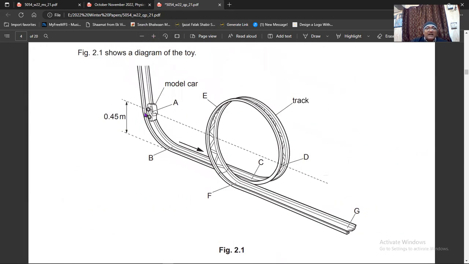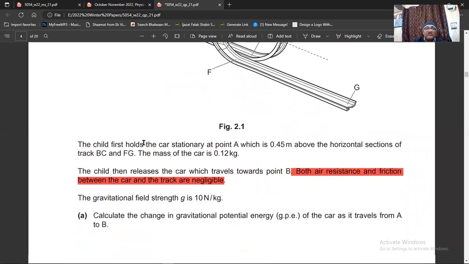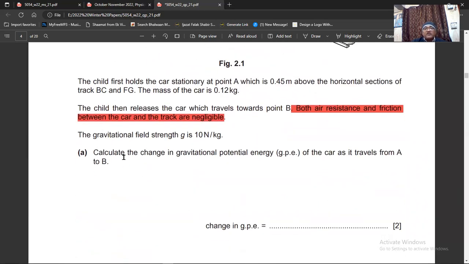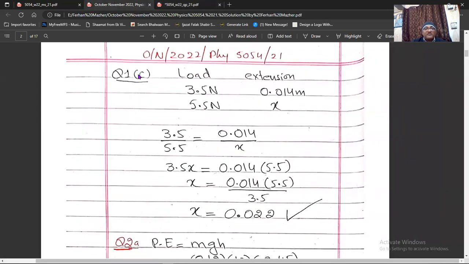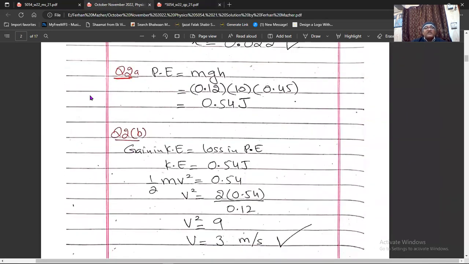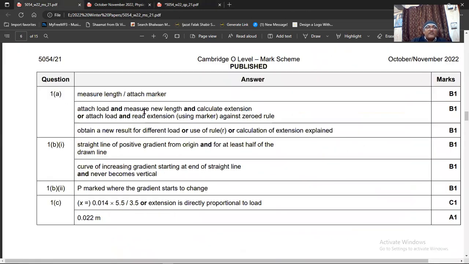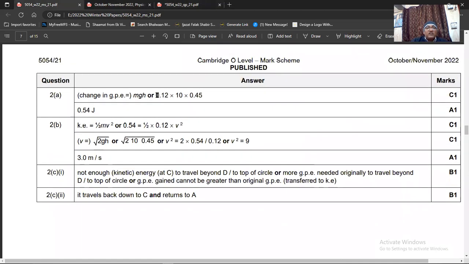So as the car goes from A to B, the vertical height which it loses is 0.45 meter. So the gravitational potential energy which it will lose will be equal to mgh. The m value is 0.12 kg. The g value is 10 Newton per kg. The height which it came down is 0.45 meter. So just multiply them, you get 0.54 joules. So that's the right answer.